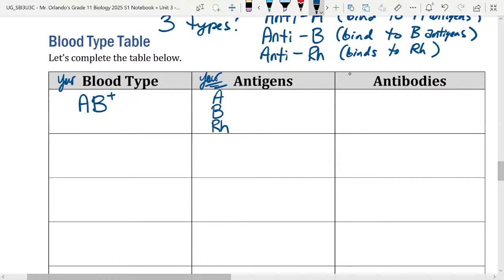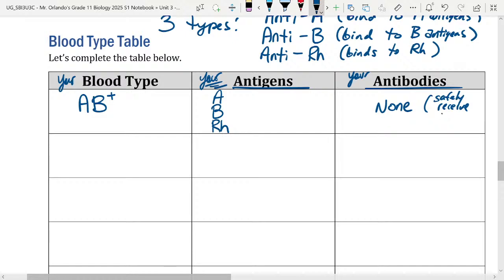RH. Now that means your body, are you going to make anti-A antibodies that would destroy any blood cells that have the A antigen? No, because if you did, you would kill your own blood. Does that make sense? Is your body going to make anti-B antibodies? No, because then it would destroy its own blood. Is your body going to make anti-RH antibodies? No. So if you have AB positive blood, your blood will contain no antibodies because your blood does contain all of the antigens, which means you can safely receive any blood.